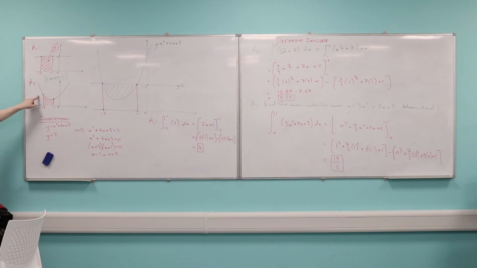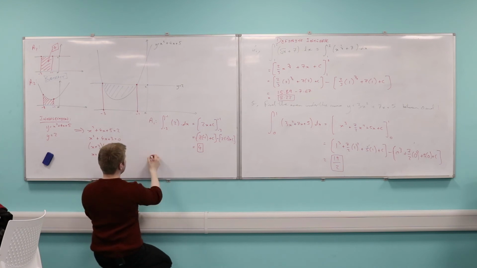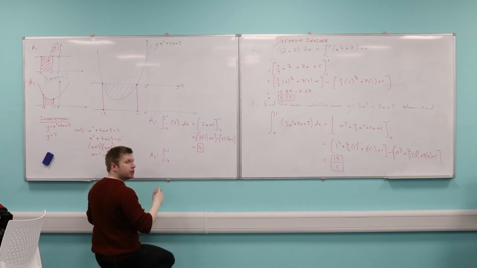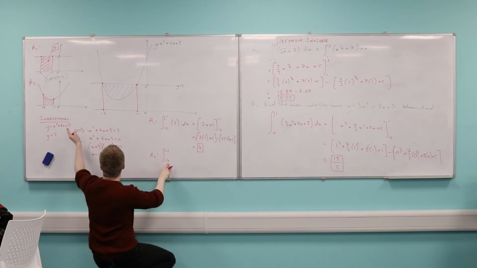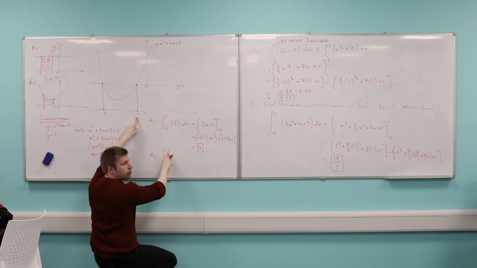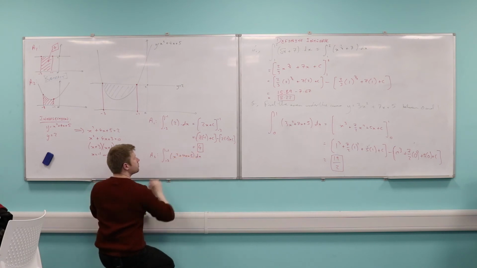Now let's do the area of area 2. I need to integrate between exactly the same limits. Remember, the one on the left always goes on the bottom. So negative 3 lies to the left of negative 1, therefore negative 3 is on the bottom, negative 1 is on the top. And I get x squared plus 4x plus 5 with respect to x.